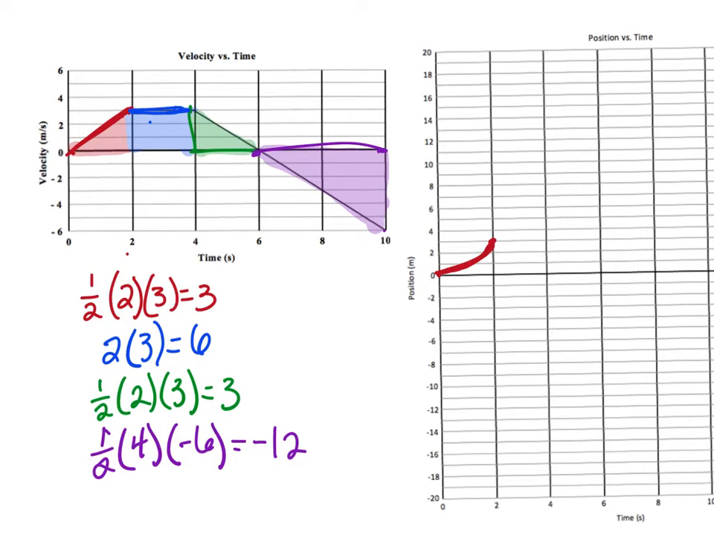All right. Next up, for the blue rectangle, we have a horizontal line here. So that tells us constant velocity. So we're going to go up 6 more from where we are. So we're at 3. We want to add 6. That's going to take us to 9 in those 2 seconds. So we're going up 6 additional meters.